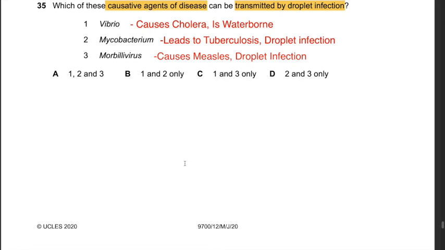Vibrio, which causes cholera, is waterborne, hence not droplet infection, whereas Mycobacterium and morbillivirus represent droplet infection. Therefore, the answer is D, 2 and 3 only.